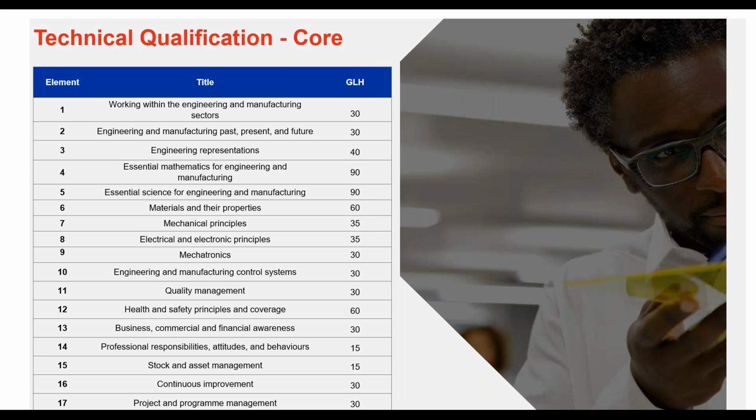So on this slide, this shows the 17 elements. I sometimes call them units, but 17 elements which make up the core for all the pathways. As you can see on screen, the big hitters there are element 4, the maths, and element 5, the science, which carry 90 guided learning hours. When you go to the Sitting Girls webpage, we have some teaching resources which are PowerPoints, schemes of work, worksheets, and multiple choice questions, which are there to aid with delivery.